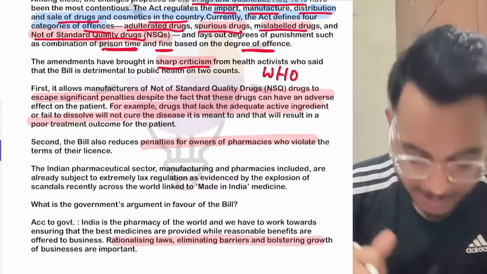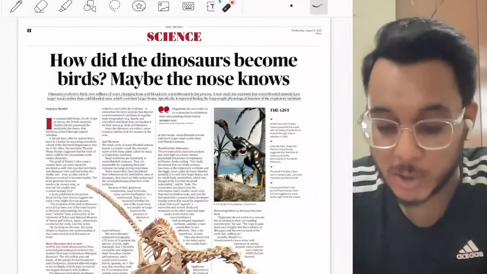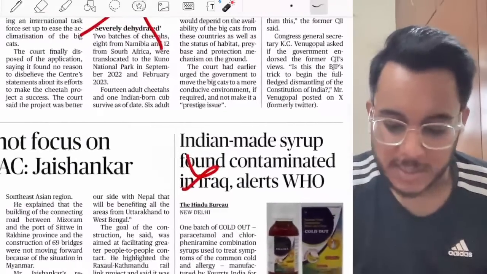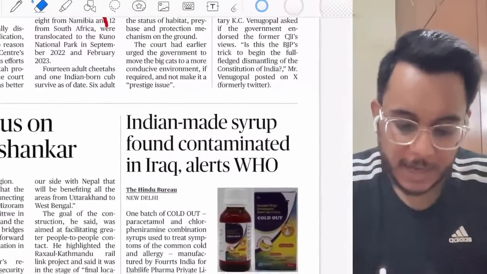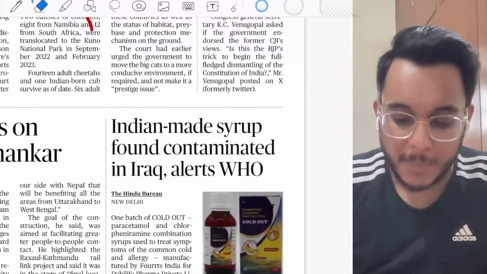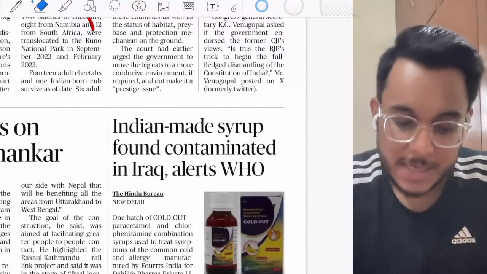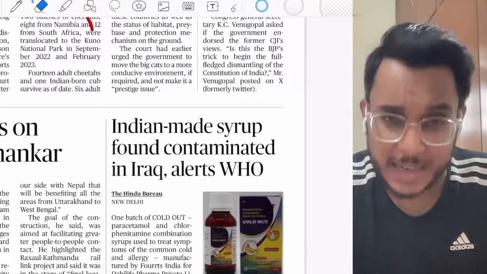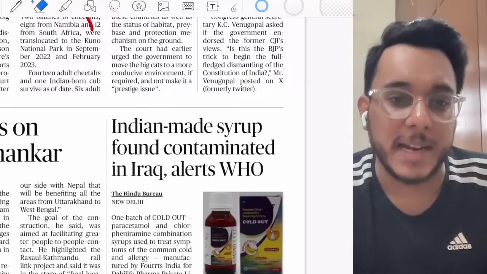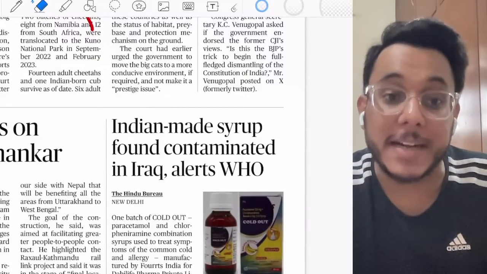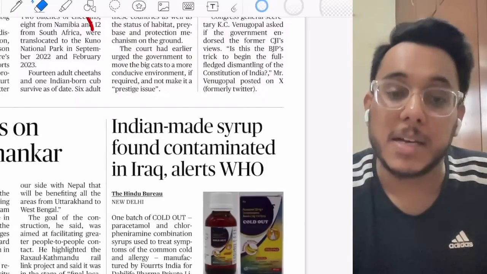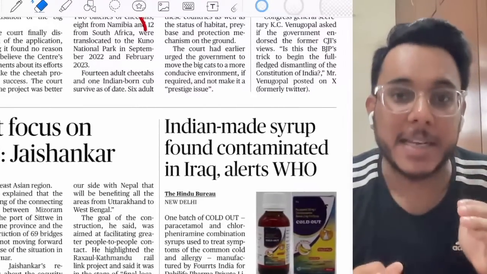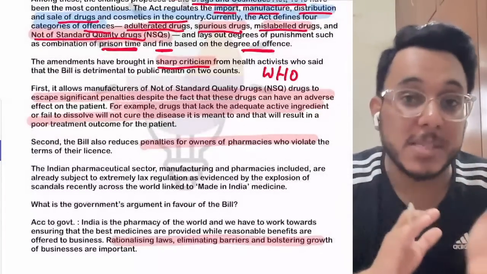Guys, if you remember, even yesterday's article also, there was one article I will just show you from yesterday's newspaper. Yes, so this is the article that came in yesterday's newspaper. If we read it, it says: Indian-made syrup found contaminated in Iraq. Now, guys, such incidents have happened multiple times. Last year in Gambia, in Central Asia, many children consumed Indian-made syrups, and many of them died because of kidney failure, because adulterated, substandard quality cough syrups were exported. So the point is that these things are actually impacting India's credibility as the pharmacy of the world.